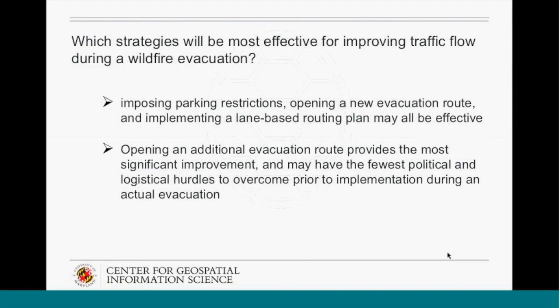If you open up a new road that is just closed right now, it's a lot easier than telling people they can't go hiking somewhere or getting the resources in place to direct people to drive on a road in a way that they've never driven before. Mm-hmm.